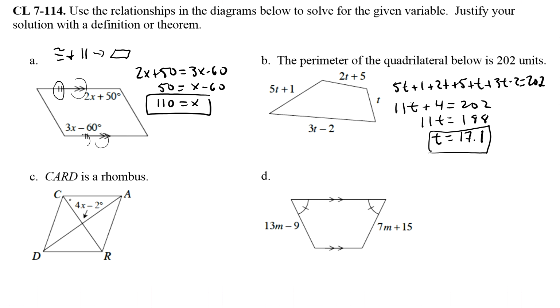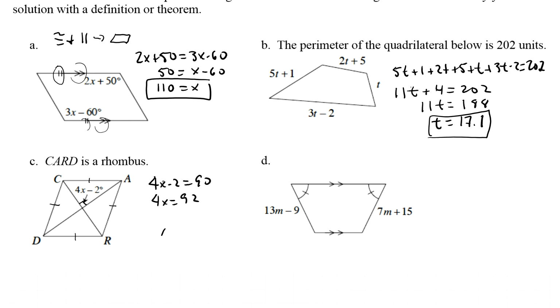And then here in C we have CARD is a rhombus. So that means all these sides have to be equal. That makes it a rhombus. And one of the criteria of a rhombus is that the diagonals are 90 degrees. So if it's pointing to this angle, then we know that 4x minus 2 has to equal 90. So 4x equals 92. And then 92 divided by 4 is 23. Oopsie. So x equals 23.